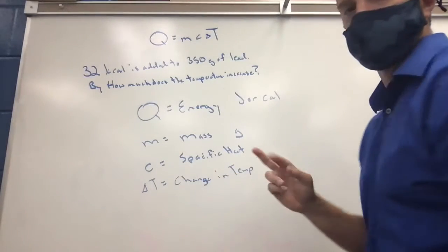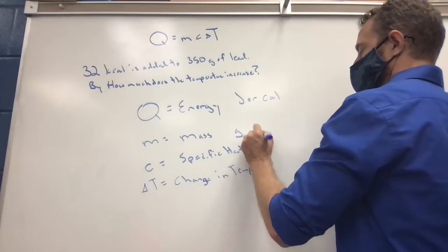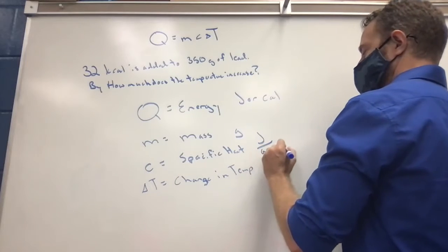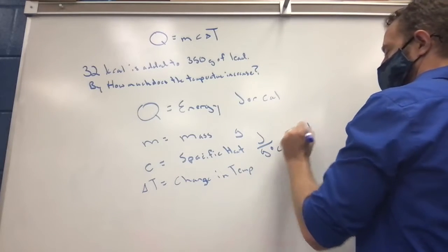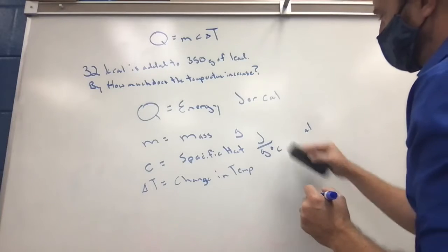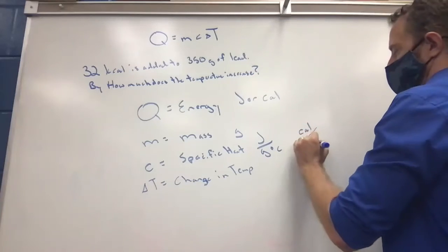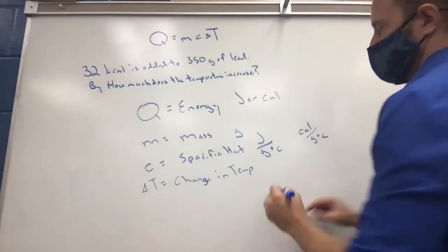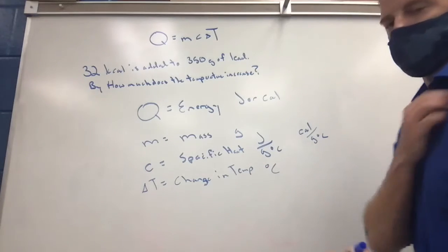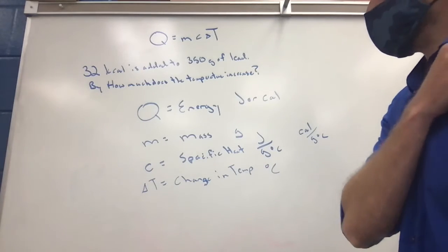Specific heat could have two different sets of units. It could have joules per gram degree Celsius or calories. Oops, that should be a lowercase c. You don't really see the food calories thing in there. Calories per gram degree Celsius. And then change in temperature would be in degrees Celsius for those, so that things cancel out and stuff, right?